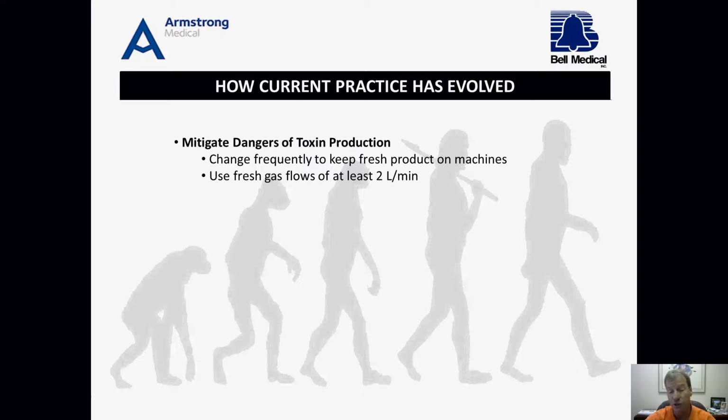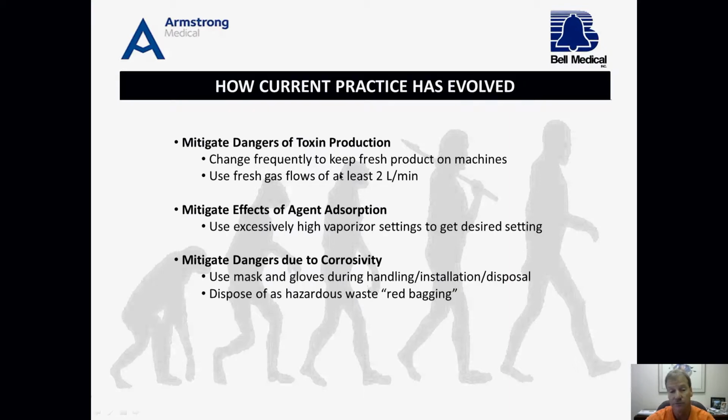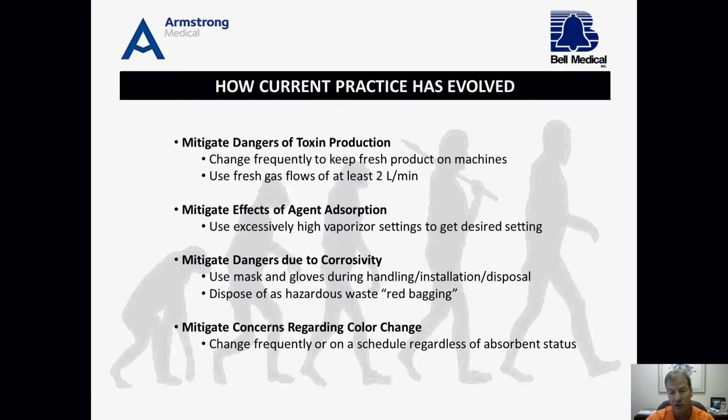Well, once again, soda limes are bad as they change color, because that portion that's changed color could be producing the toxins. So as a result, they change it frequently and they use high gas flows. They also use excessively high vaporizer settings because they want to get to 2%, so sometimes they'll dial 3% to be able to get to that 2%, because they know for some reason it's not getting to the patient at 3%. They also should be using masks and gloves, and they need to red bag their absorbent to make sure that they don't damage the environment, but that's often not really understood. Once again, they often change the absorbent based on color change more frequently than they need.